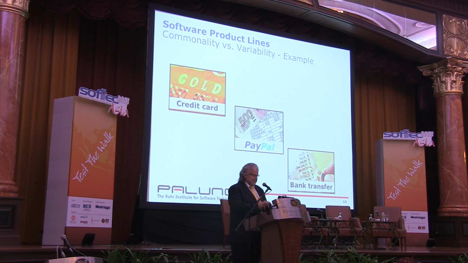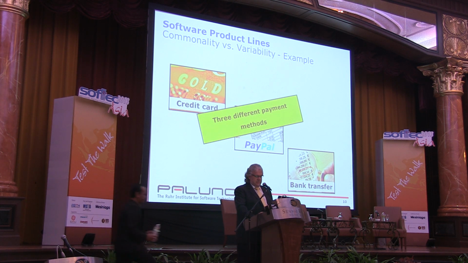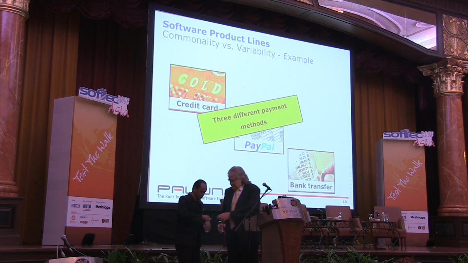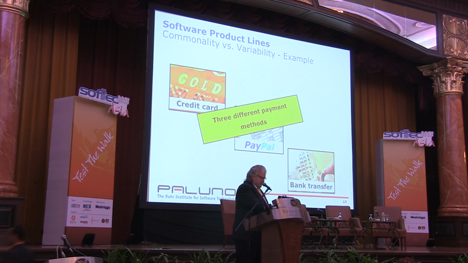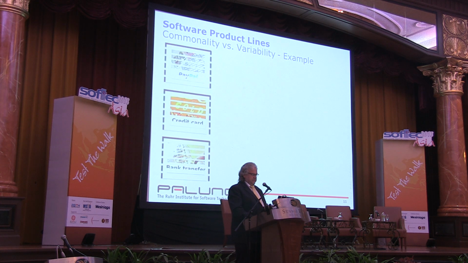Okay, excellent. So you have an online store system, and you have three payment methods: credit card, PayPal, and bank transfer. So these are the three things you want to offer in your product line. And now with the three different payment methods, obviously you have many possible products.